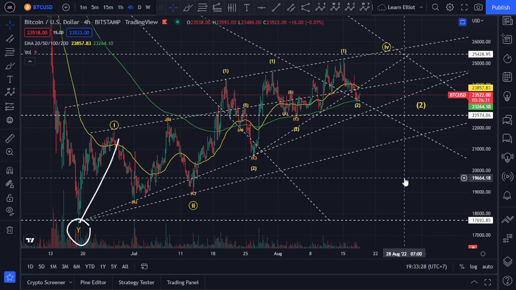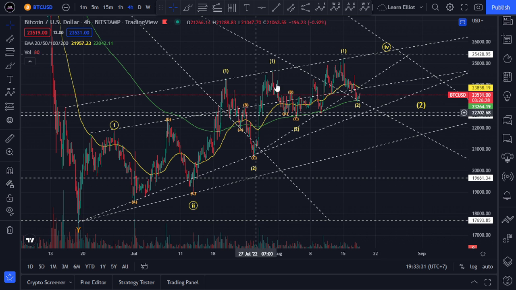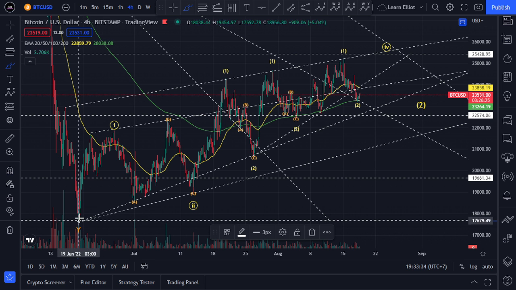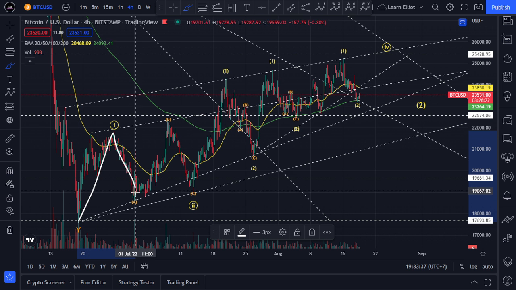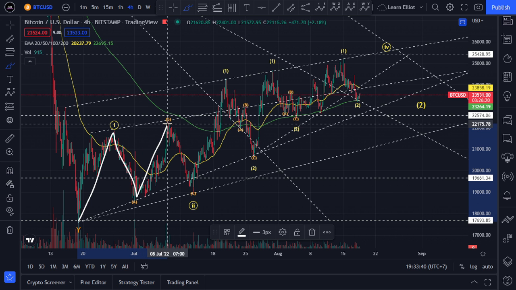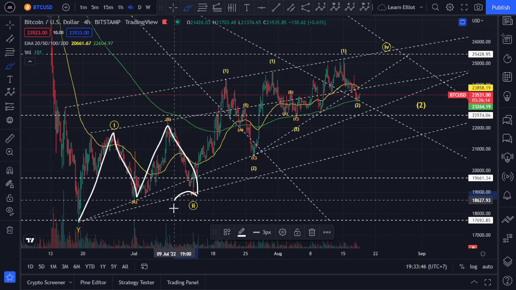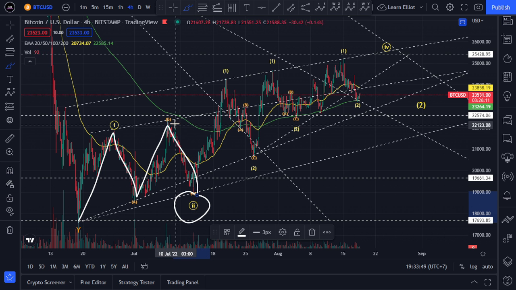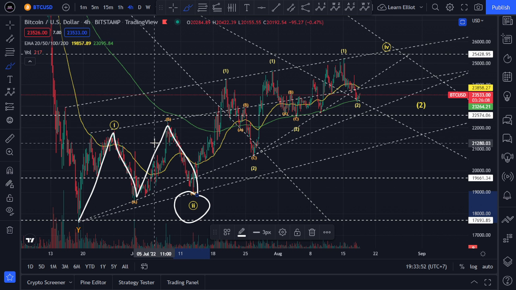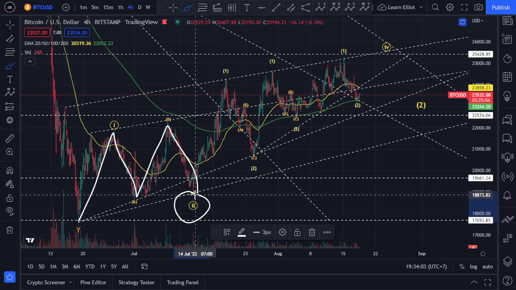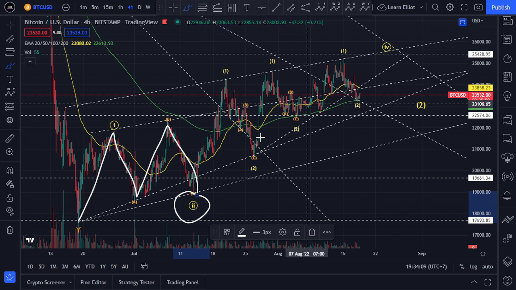We have the first one here, and we have an ABC correction with a higher B and higher C, which is also forming the second wave of this impulsive wave. It's okay to assume that the higher B and higher C in the corrective pattern is correct, because sometimes we will find it in Elliott Wave Theory. And after that, we should be having an impulsive move to finish the third wave.